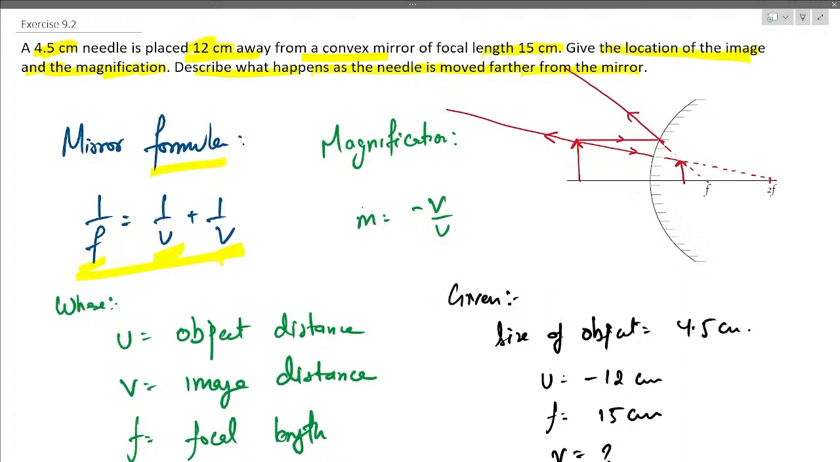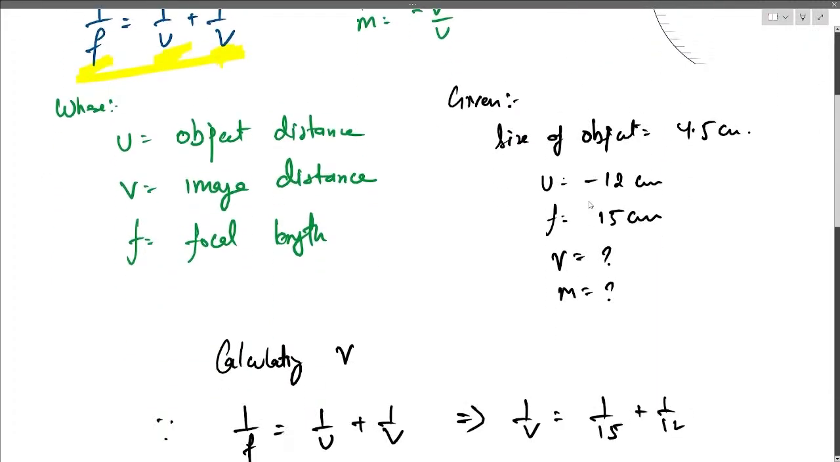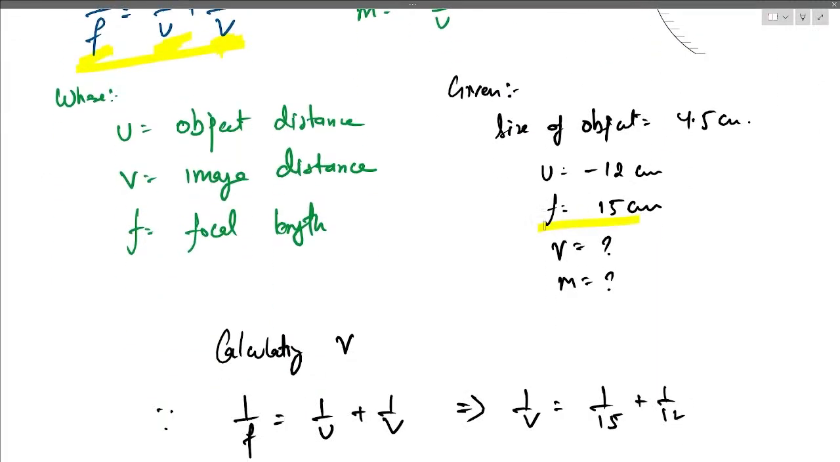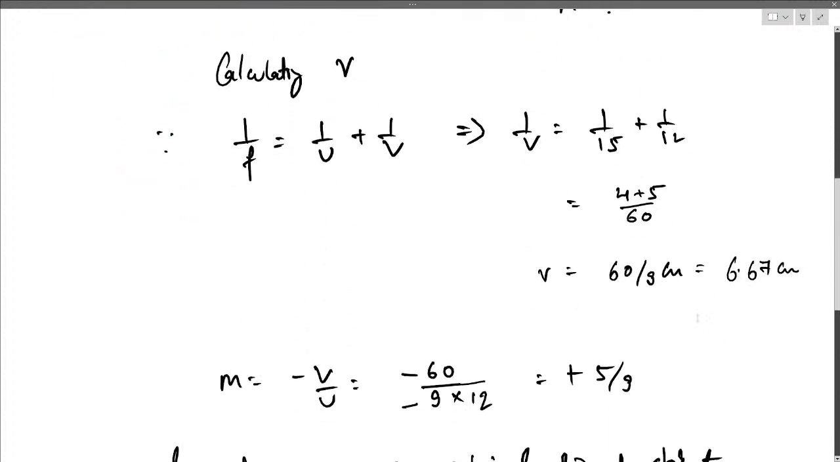We have been given the value of u, we have been given the value of f, and we have to find out the value of v, that is the position of the image. Since the focal length of a convex mirror is positive, f would be equal to +15 centimeter and u would be equal to -12 centimeter. So finding the unknown v, we get the value of 6.67 centimeter. Now we have to find the magnification, so we substitute the values of u and v in the magnification formula, and we get the value of m equal to +5/9.